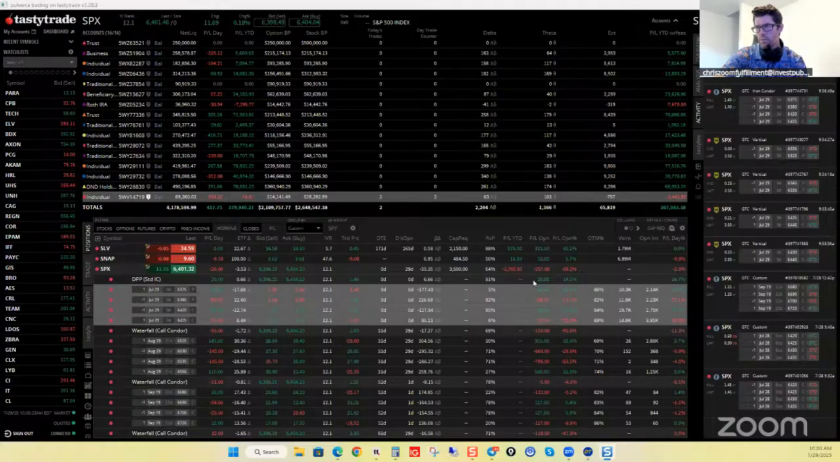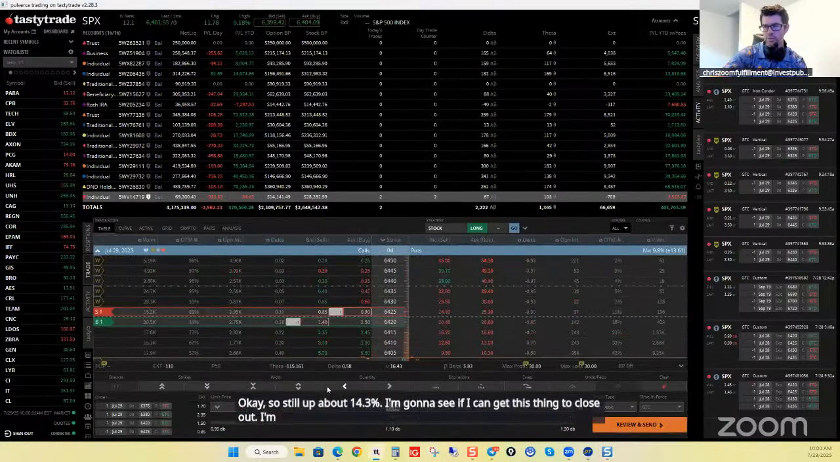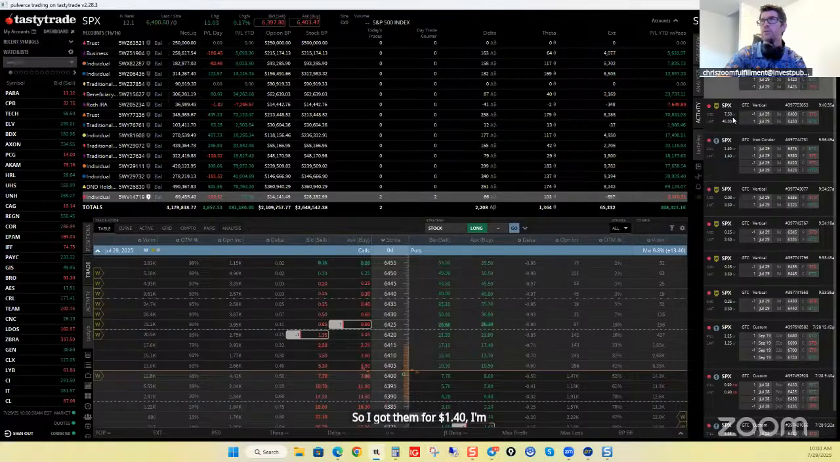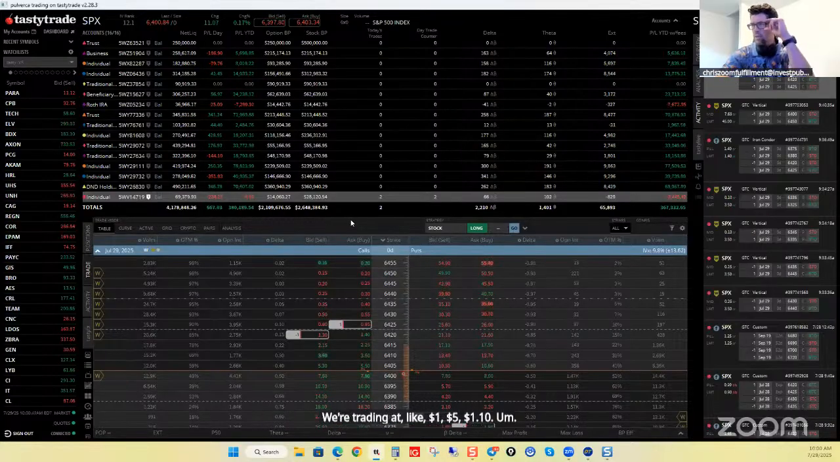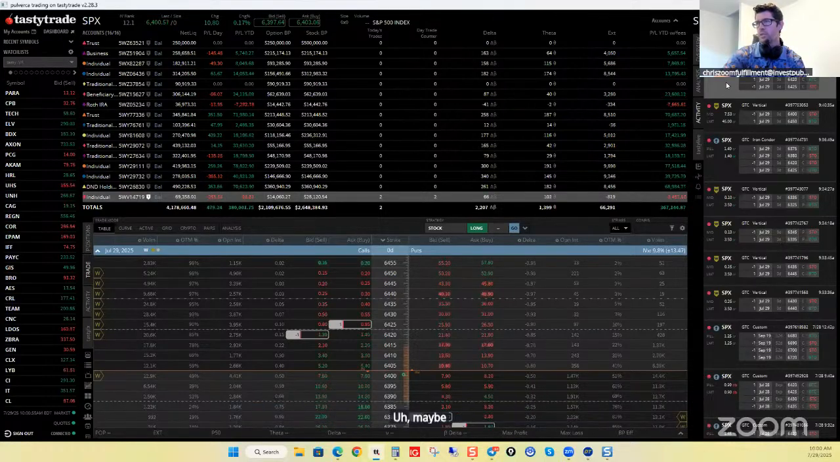Okay. So still up about 14.3%. I'm going to see if I can get this thing to close out. I'm going to try for around $1. I got in for $1.40. I'm going to try to get out for $1. Price is coming right back towards center. We're trading at like $1.05, $1.10. It's 10 a.m. Let's see if we can go another 5, 10, 15 minutes. If price stays relatively calm here, maybe that's all the time we need to get profit.